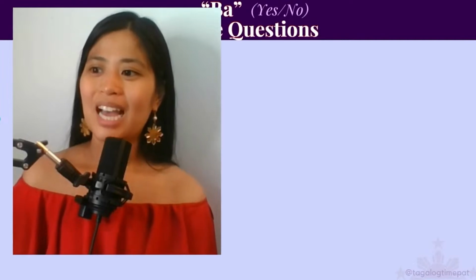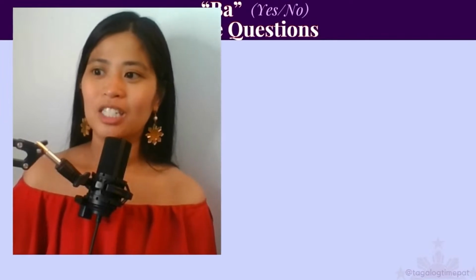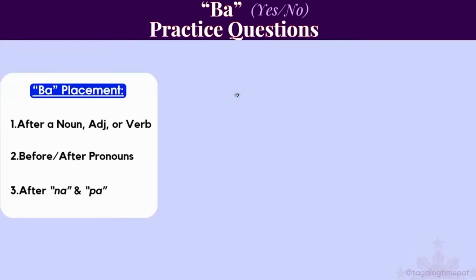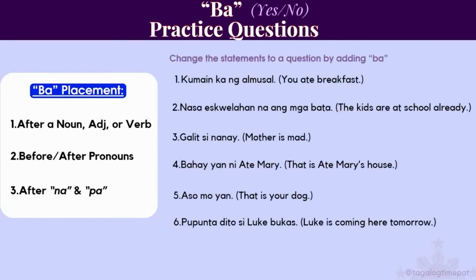Alrighty, last set of practice questions here. Let's practice ba, and here are the placements of ba. Remember, they go after a noun, adjective, or verb. They go before or after some pronouns, and then they go after na and ba if they appear in the question. Let's do the first one.